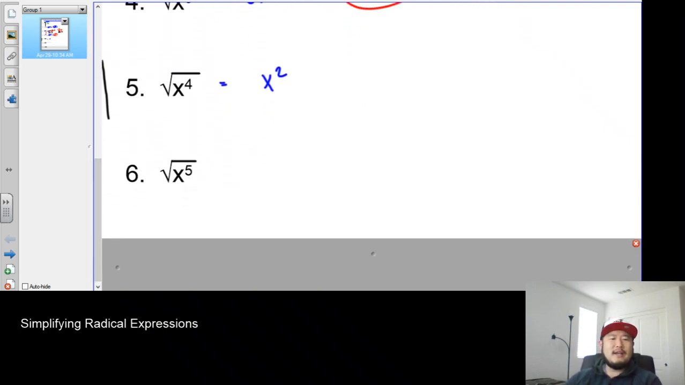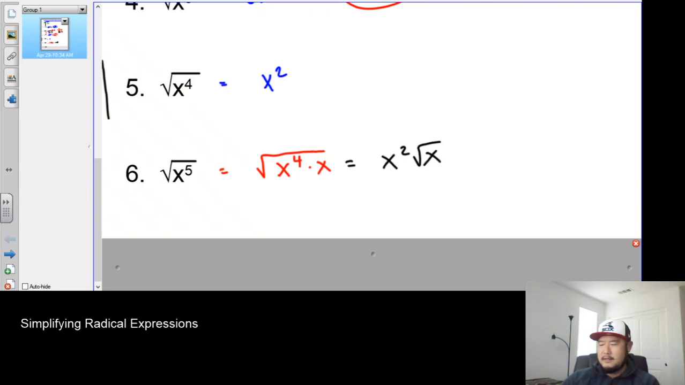So now let's take a look at number 6. We have x to the 5th. When we split this apart, remember we can't divide 5 by 2. That gets us an improper fraction. So what we do is we separate it into x to the 4th times x. Now, I can't take the square root of x, but I can take the square root of x to the 4th. And that gets us, remember, take the exponent divided by 2, and we get x squared rad x.